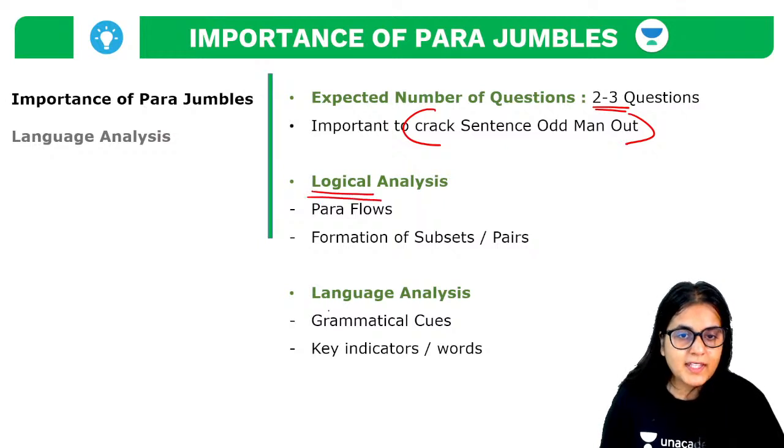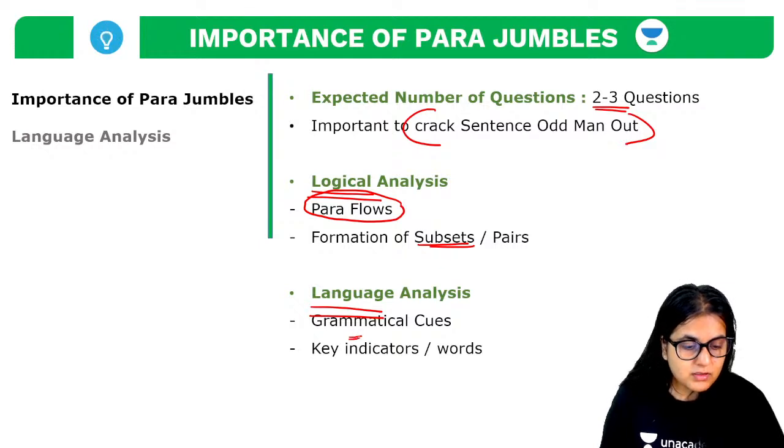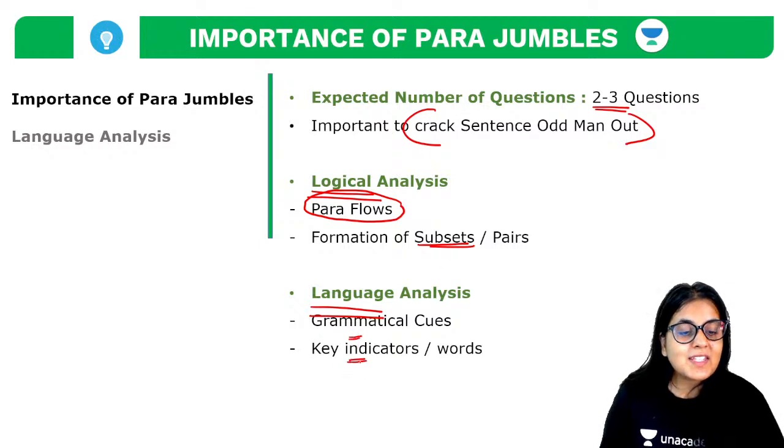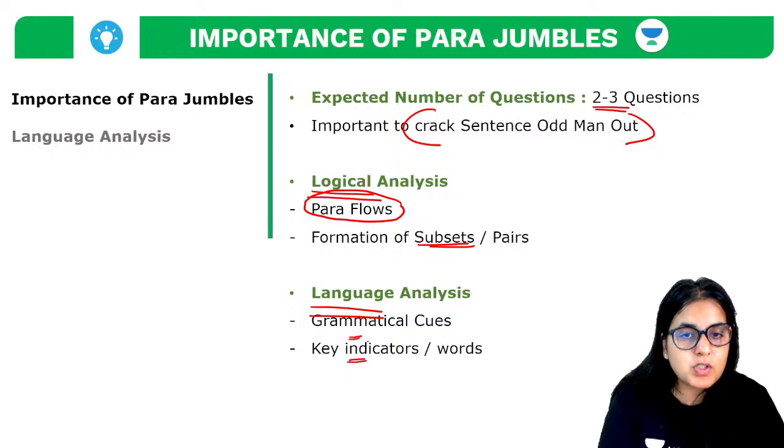Now there are two things to remember here. One is logic and the other one is language. So there is logical analysis and there is language analysis. When it comes to logical analysis, you have to understand what is the normal para flow, and it helps you with the formation of subsets. Language analysis means we focus on grammar and we focus on the key language indicators or the words.